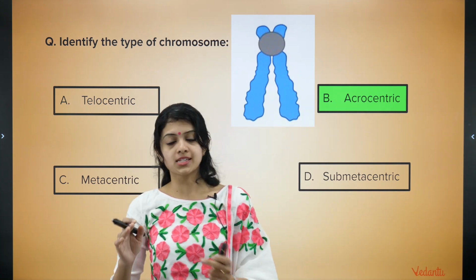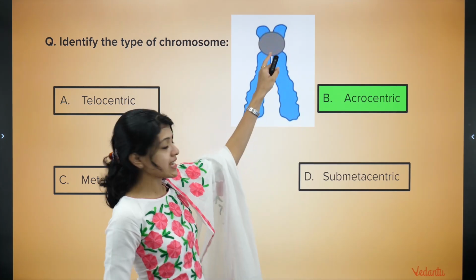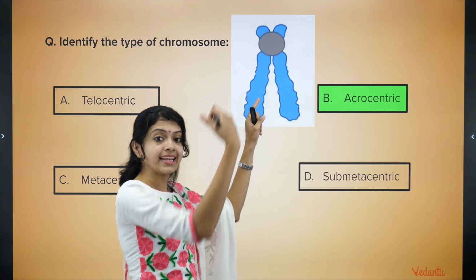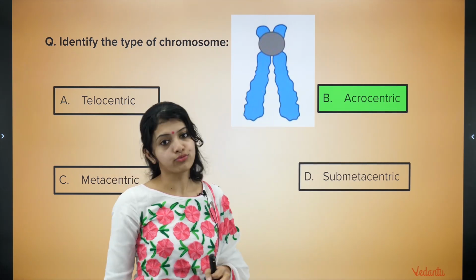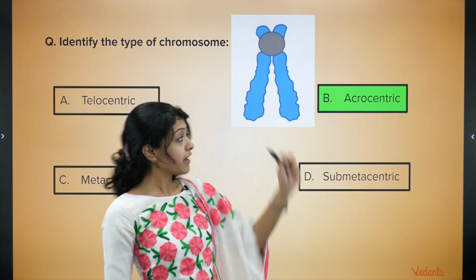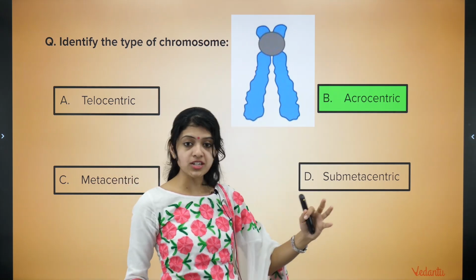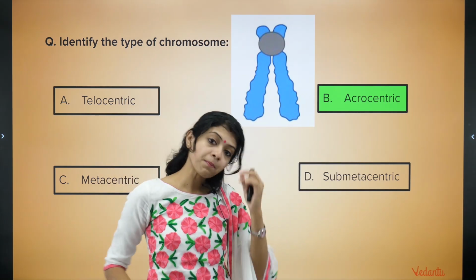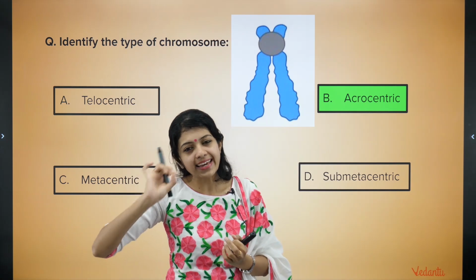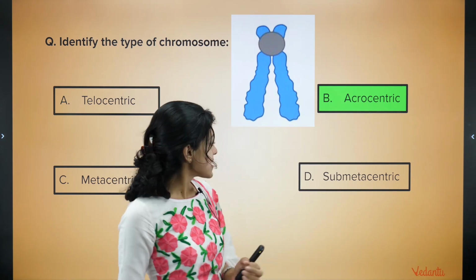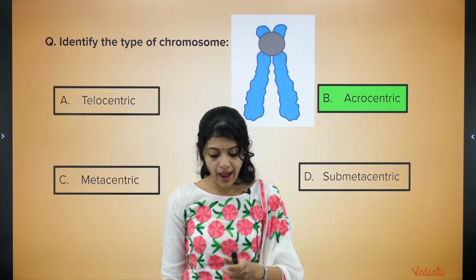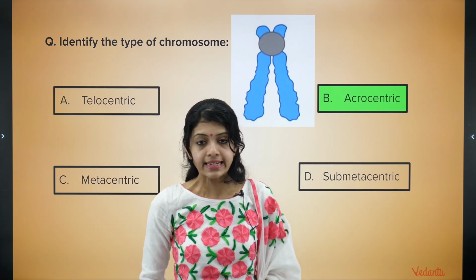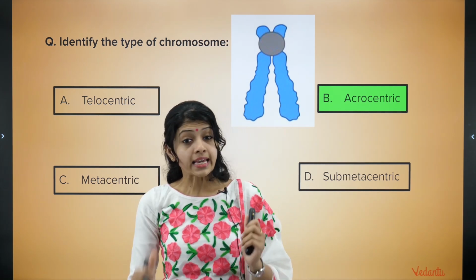Acrocentric chromosome is the type of chromosome in which the centromere is slightly away from the tip of the chromosome. If it is at the tip, it would be telocentric. If it's at the middle, it's called metacentric. If it's slightly away from the middle, it's called submetacentric. So I hope that is completely clear. Great job, guys. Keep going.